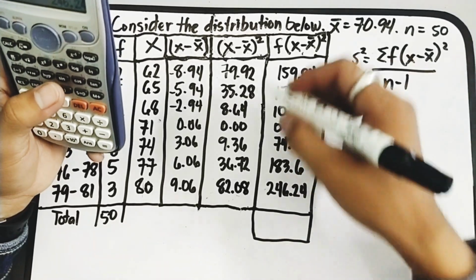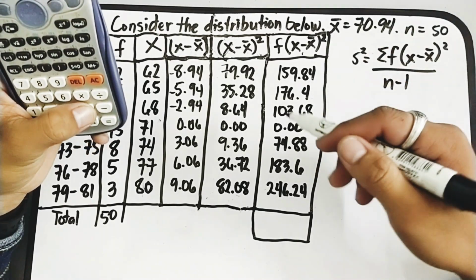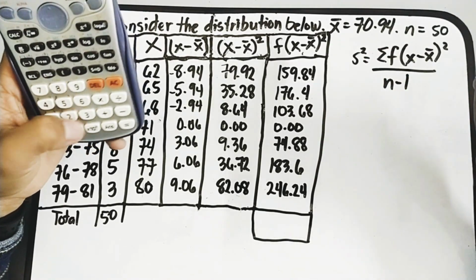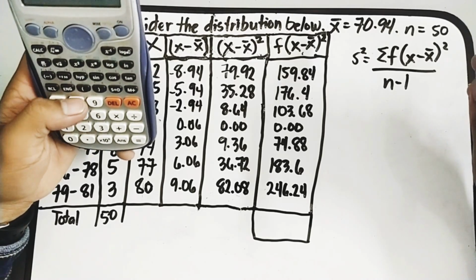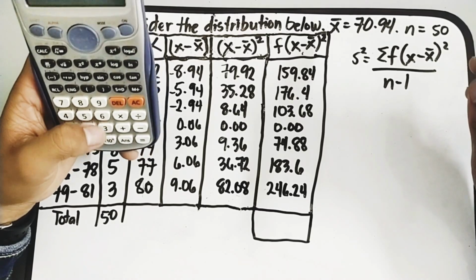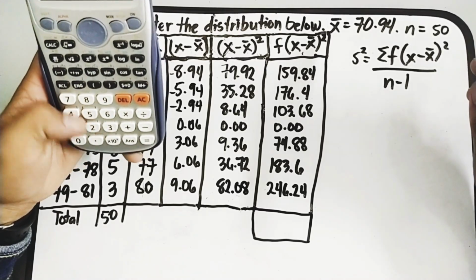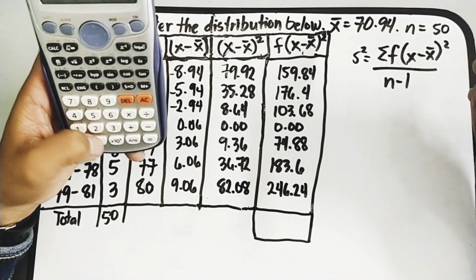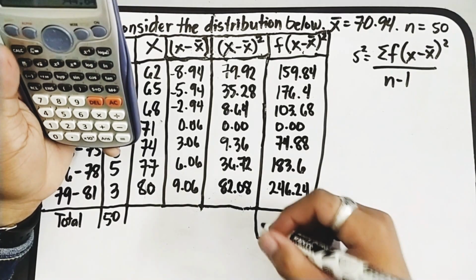So again, kailangan natin kunin yung summations ng mga data na to. That's why we have to plus 183.6 plus 74.88 plus 103.68 plus 176.4 plus 159.84. So, ang total niya ay 944.